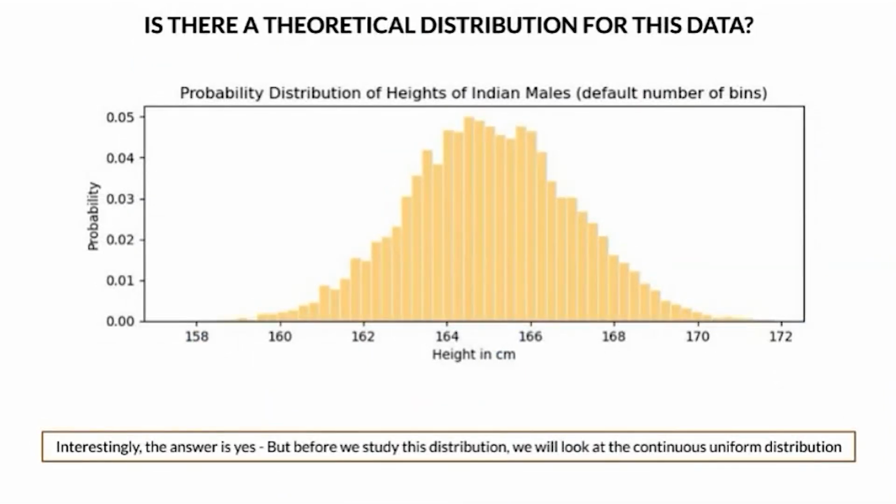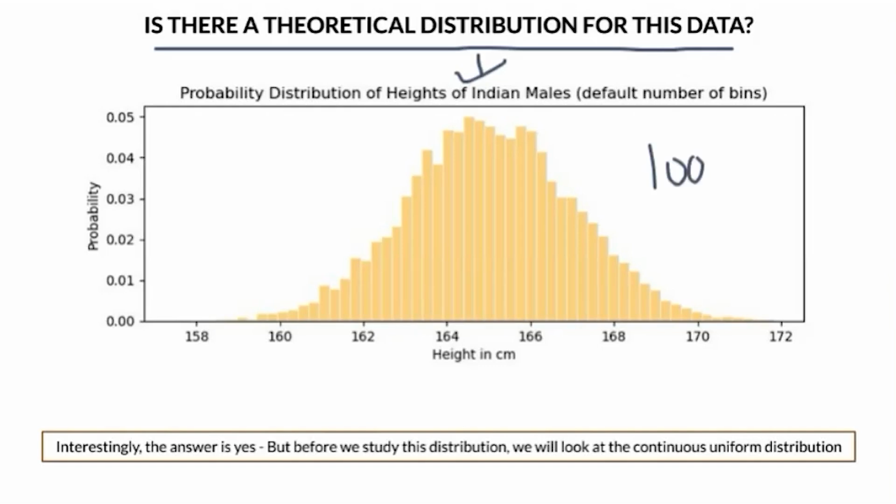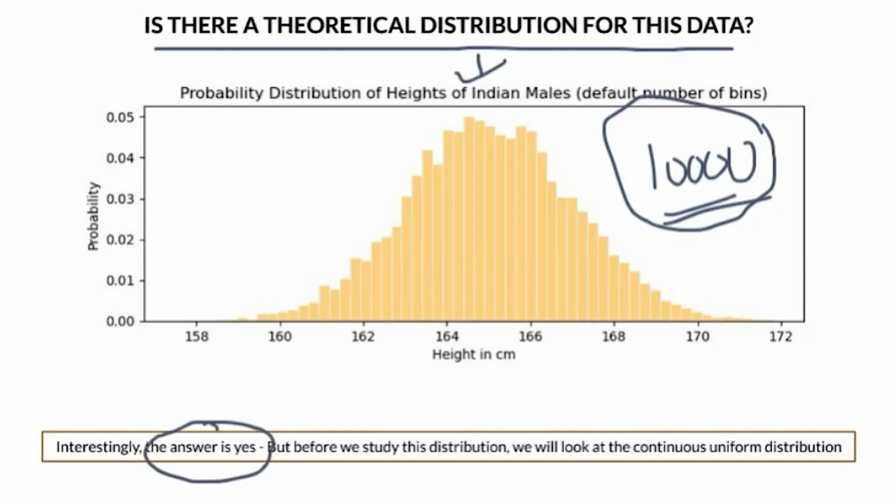Okay. Basically, think about this kind of data. This is our heights data. This is the height of the Indian males data. The question is, can we really have a theoretical distribution for this data? So if you remember the size of the data set, it was 10,000 data points. So the question is, can we convert these 10,000 pieces of information into a single formula? Interestingly enough, the answer is yes.